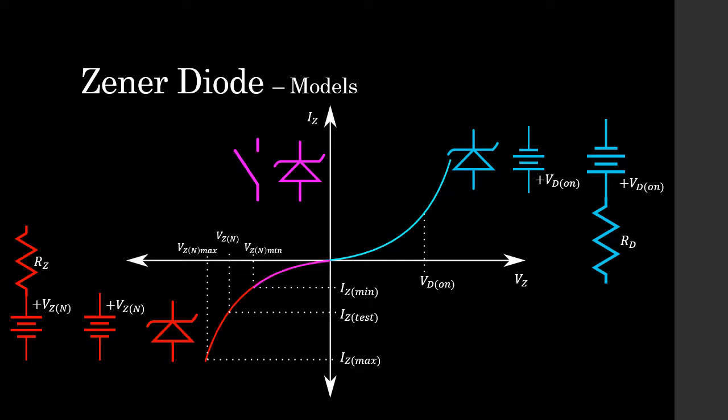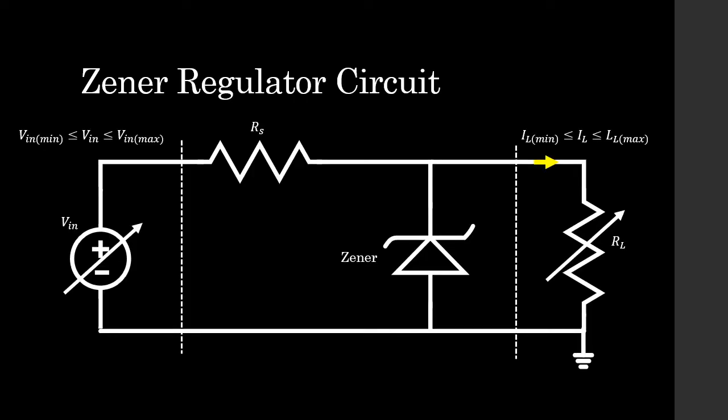And now that we're familiar with the various models of our Zener diode and the characteristic curve, let's move on to the Zener regulator circuit. On this slide, students, we have the Zener regulator circuit. At this point, I want you to just take it all in, because for the remainder of this lecture, we're basically going to be analyzing the hell out of the circuit.